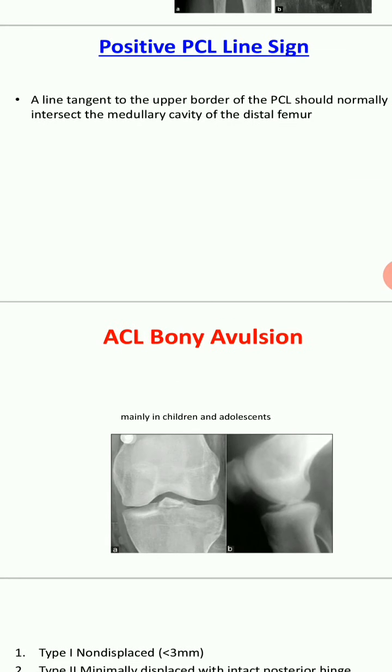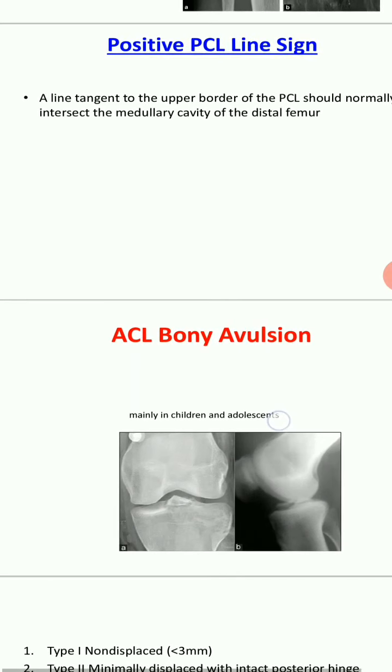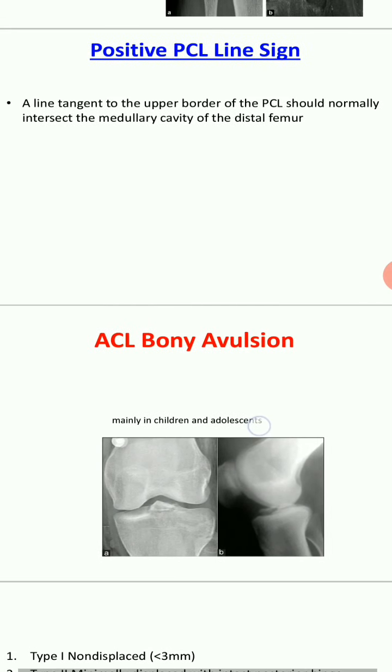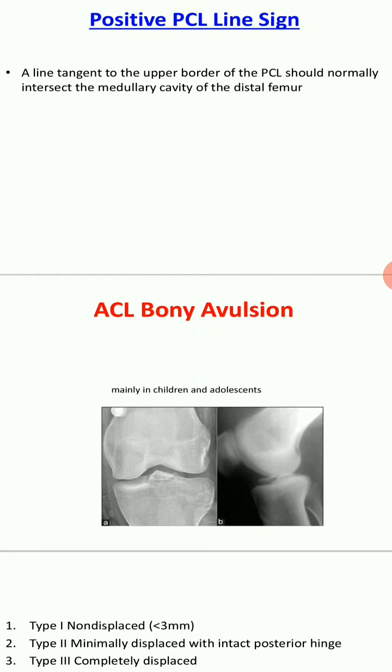Coming to other interesting signs, the positive PCL line sign. A line tangent to the upper border of the PCL should normally intersect the medullary cavity of the distal femur. If it doesn't, it also indicates an ACL tear.